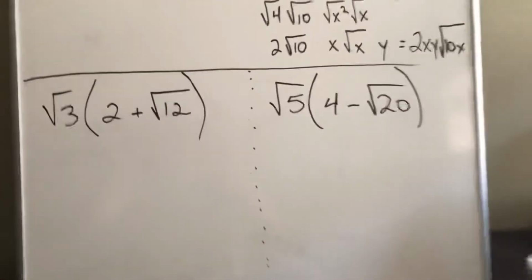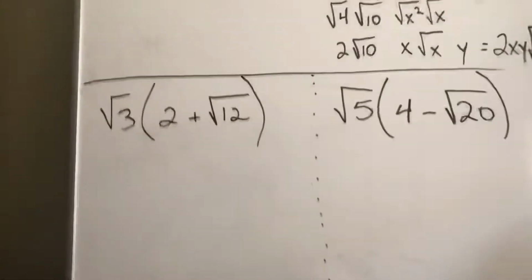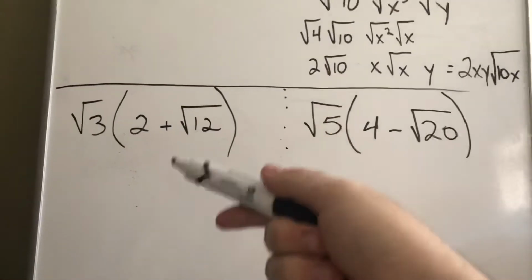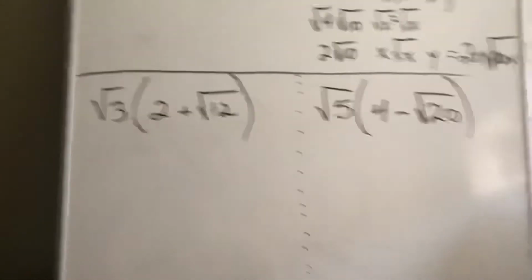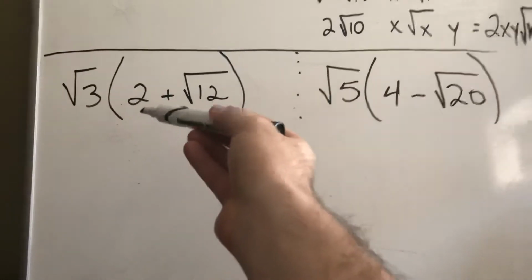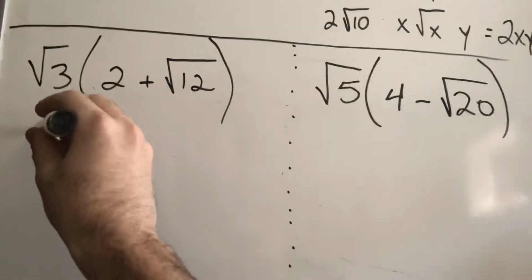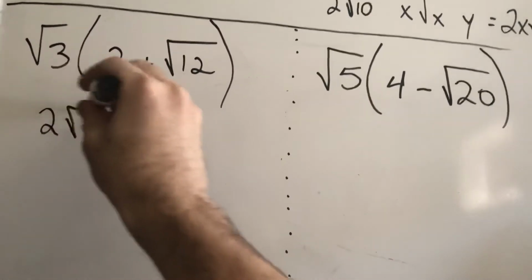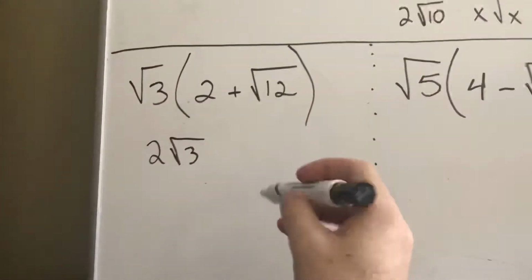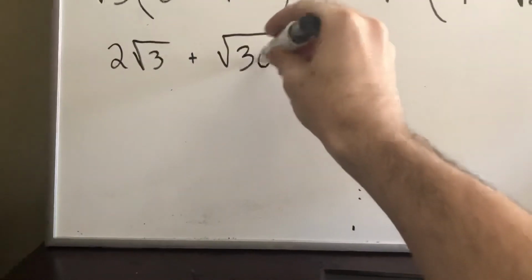Last thing here, we're going to combine these radical rules with the use of the distributive property. So I have a radical 3, and it's times the expression 2 plus root 12. Let's see what happens when I distribute. Root 3 times 2. Remember, if I have a non-radical, that's always going to be written first. So the first part of distribution here is going to be 2 root 3. Root 3 times root 12. Root 36.